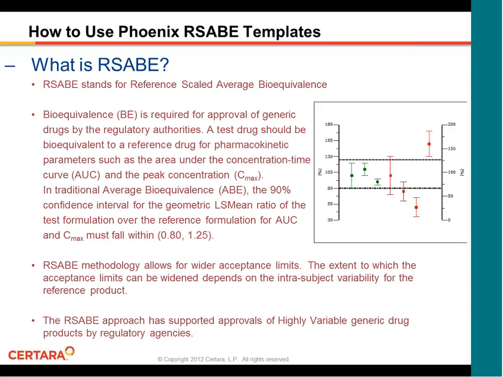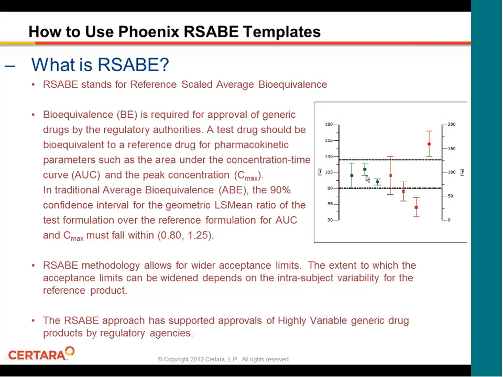So graphically, this point estimate, which is this ratio, and the 90% confidence interval should fall within this area of 80 to 125%. So in this case, these first three examples would be bioequivalent between a test and a reference, but for the other ones, even if the point estimates fall within the range, if the confidence intervals are outside, it will not be considered bioequivalent.